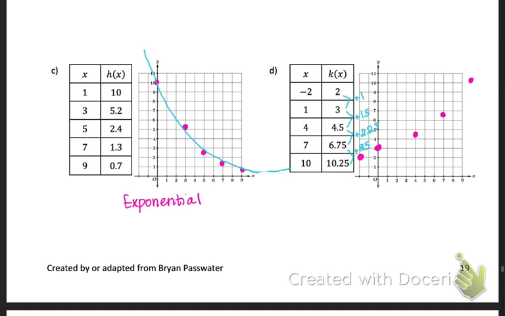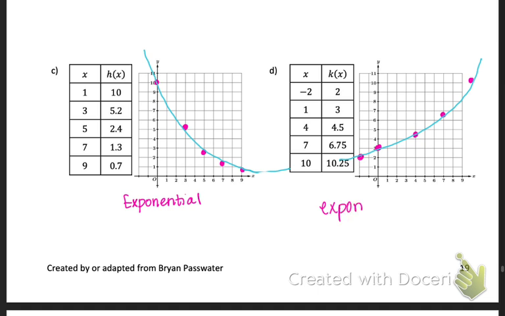We could also look at these values, and if we look at the ratio, it is about 1.5 each time. So 2 times 1.5 would be 3. 3 times 1.5 would be 4.5. And if we keep going that way, exponential might be better. It's a slower, more gradual curve, but I would probably guess exponential on this one.